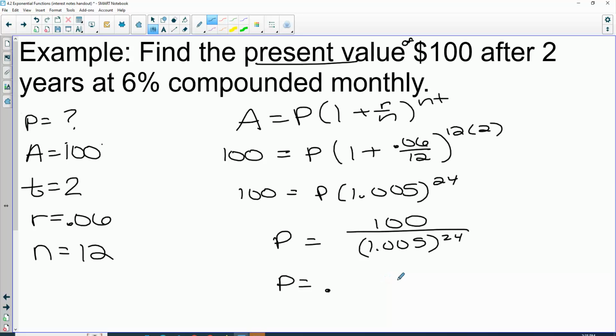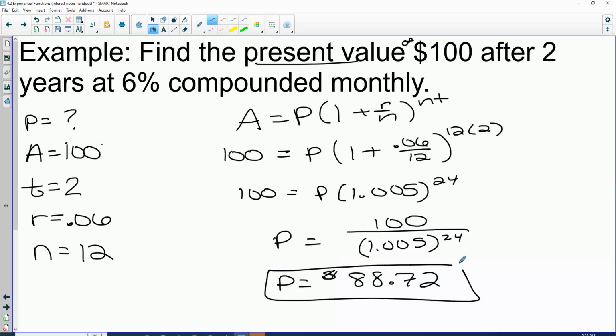So our P, the present value, turns out to be what? $3.72. It's how much you would have today in order to get $100 in 2 years under those circumstances. Any questions there? 2 more.